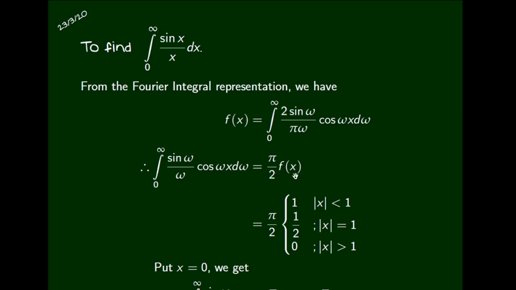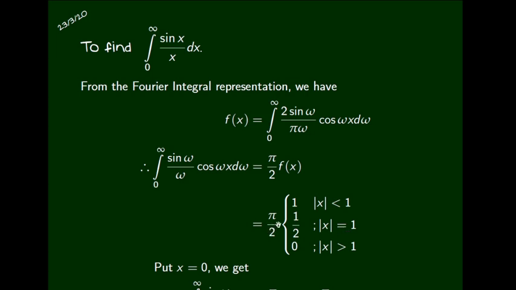Now f of x is given as 1 when mod x is less than 1, and at mod x equal to 1 this gives 1 by 2, because at x equal to 1 this function is not continuous. So in the Fourier integral theorem, we take the average of the values just left and right of mod x equal to 1. Left side is 0, right side is 1. 0 plus 1, 1 by 2. So we got 1 by 2 at mod x equal to 1.